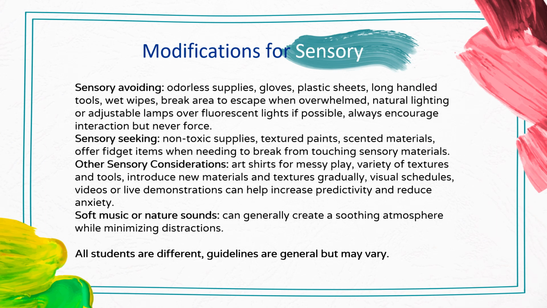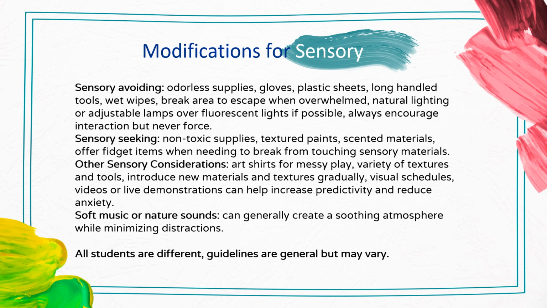Having wet wipes on hand so that they can get their hands clean, just in case they accidentally touch it or they're willing to touch it but they want it off right away. And then just a designated break area to escape whenever they're overwhelmed. Natural lighting or adjustable lamps is better than fluorescent lighting when it comes to limiting sensory input. And you should always encourage interaction with the things that they don't really want to touch, but never force it.